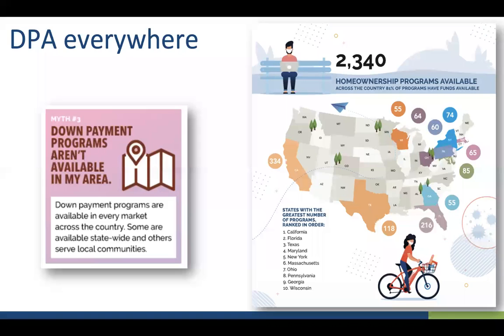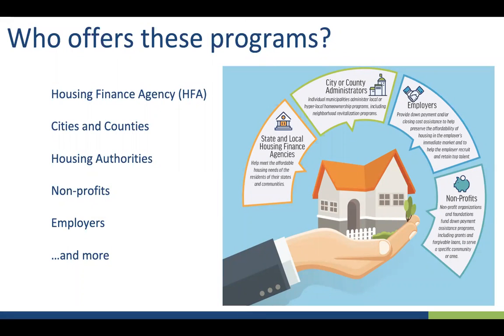And you can see here some of the states that have the most programs. But again, every state has a number of programs available. Now, who offers these programs? I kind of just gave you a hint, but we're talking about your state housing finance agencies. We're talking about cities and counties and municipalities that get HOME or CDBG or other funds for down payment assistance programs. We're talking about housing authorities, community development departments, nonprofits, employers even, and more.